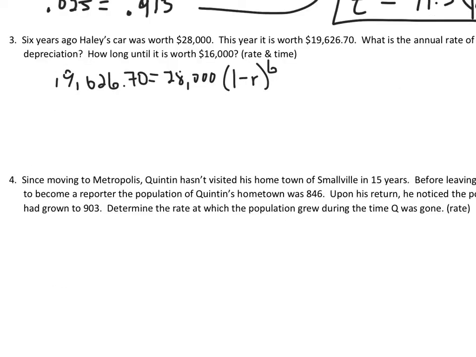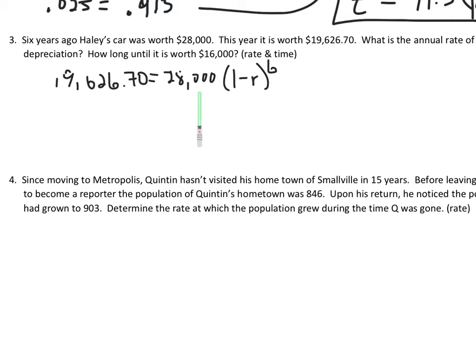Okay, here's another problem where we have to solve for rate first, and then we're going to solve for time. So it's actually a two-part problem. So the first part, we're going to solve for rate. So we plug in what it was worth this year, which was $19,626.70. The initial amount, what it was worth, was $28,000.